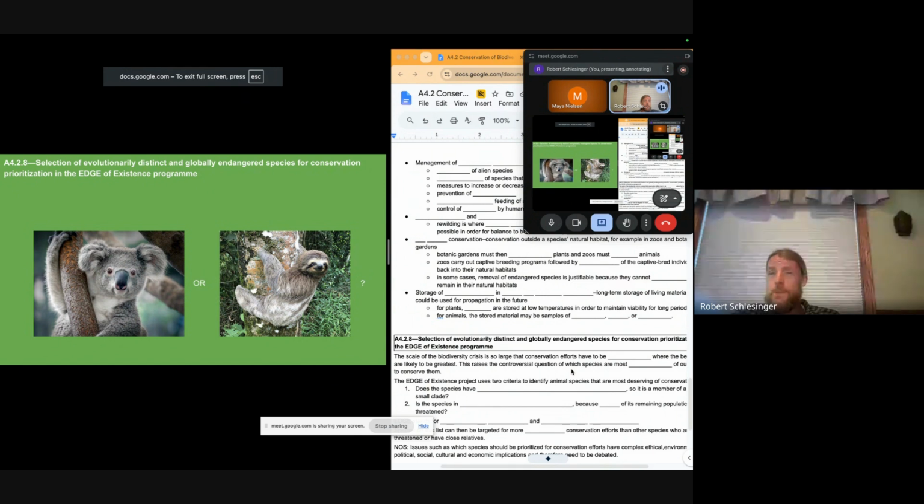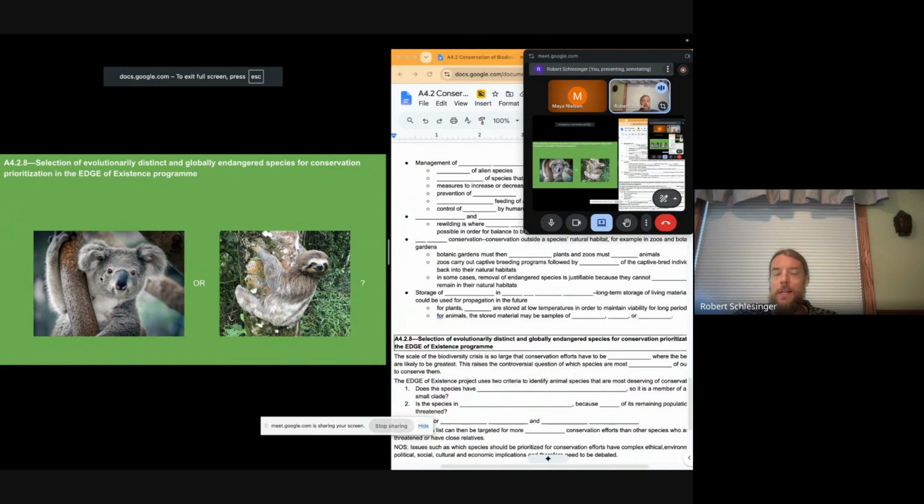So oftentimes what we'll look for is something called a flagship species. It's a species that's charismatic. It's a species that's cute. It's a species that people like. And we'll use those charismatic or cute species, knowing that with the money that we bring in, we can also divert some of that funding to protecting less charismatic or less attractive species.